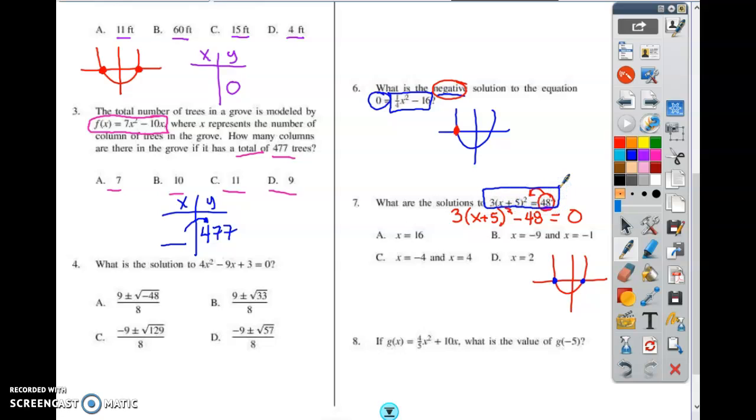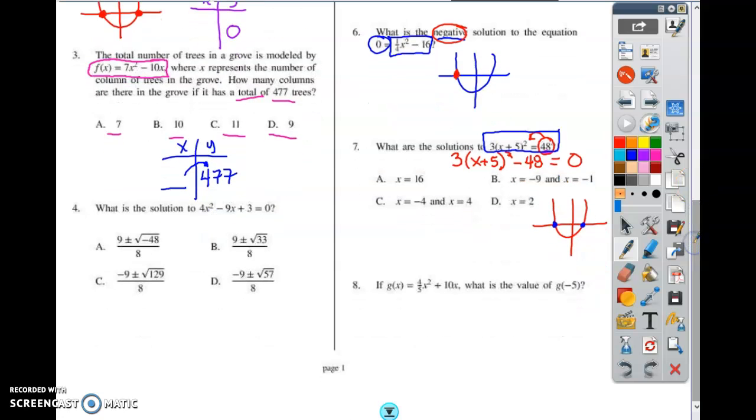All right, number 8, same thing. You're going to type it like this, and then you're going to ask for g of negative 5, or you can look in the table for negative 5 on the x, and what does it give you on the y?